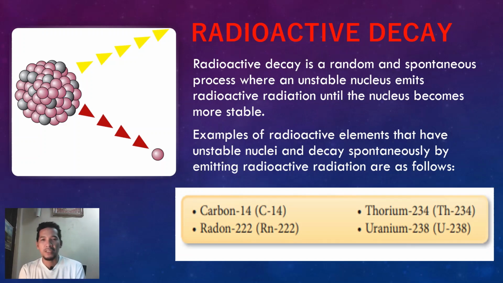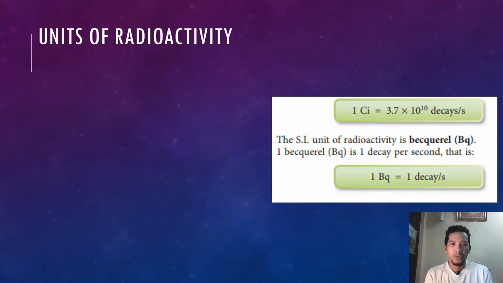we can see as follows. For example, carbon-14, radon-222, thorium-234, and also uranium-238. Okay, so the units of radioactivity, we have two here.